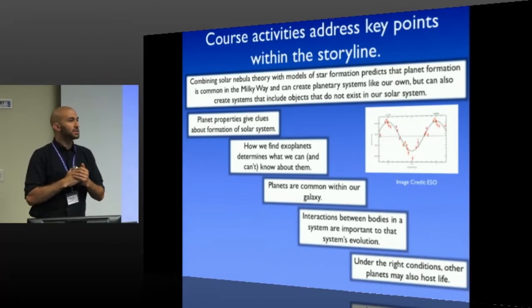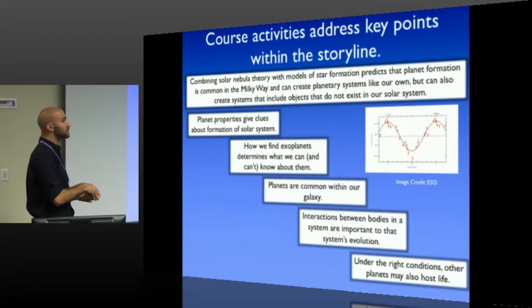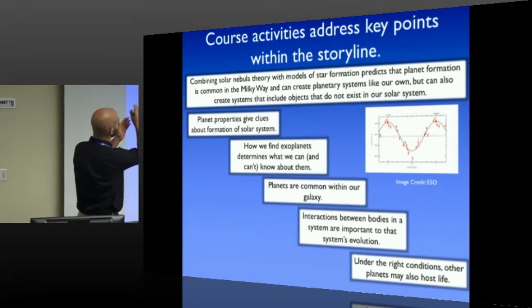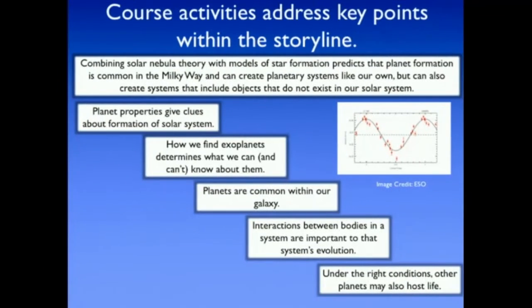The course activities are tied to these key points in the storyline. And this is basically, so this is our, laser? Okay. This is our upper anchor. And it reads that combining solar nebula theory with models of star formation predicts that planet formation is common in the Milky Way and can create planetary systems like our own, but also create systems that contain objects that do not exist inside our solar system.